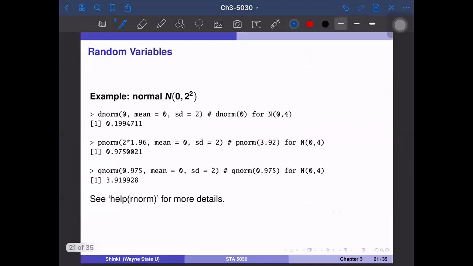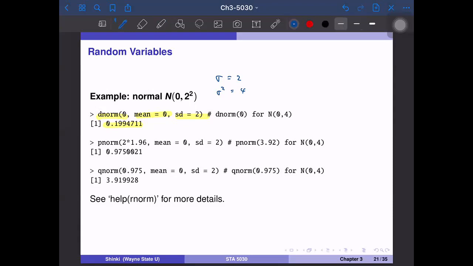Okay, so these are the functions for normal 0, 2 squared. So 2 is the standard deviation. So sigma is 2, sigma squared is 4. So d-norm of 0, with mean 0 and standard deviation 2, becomes 0.199. So you can see that the standard deviation is twice as large.